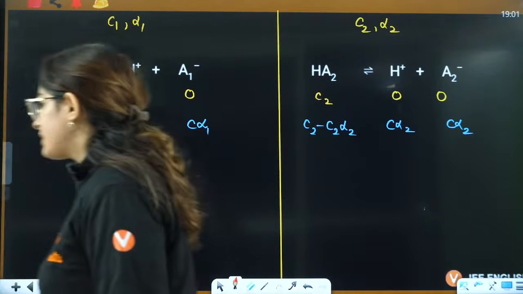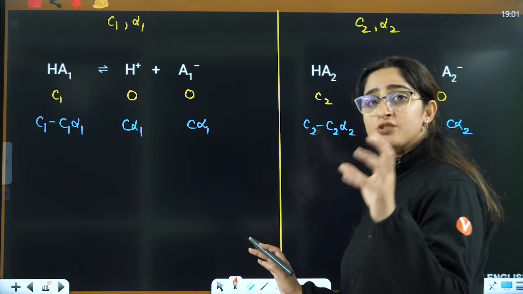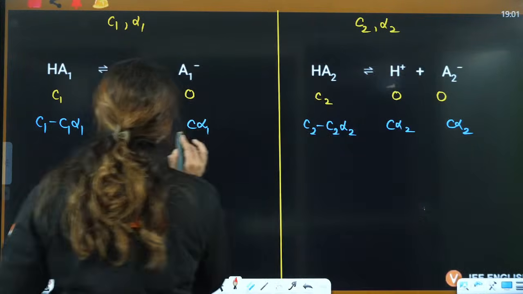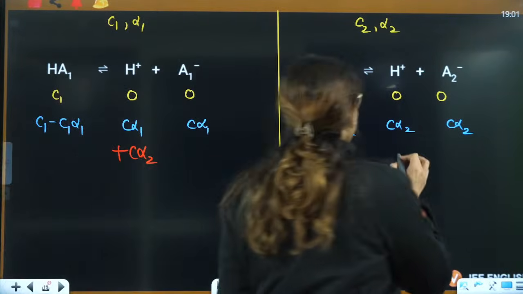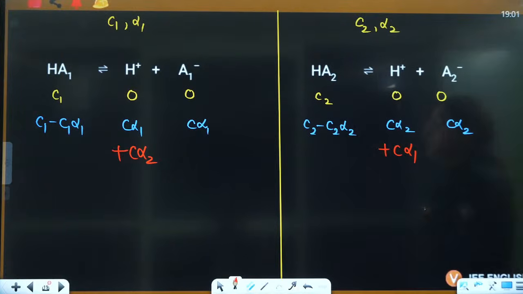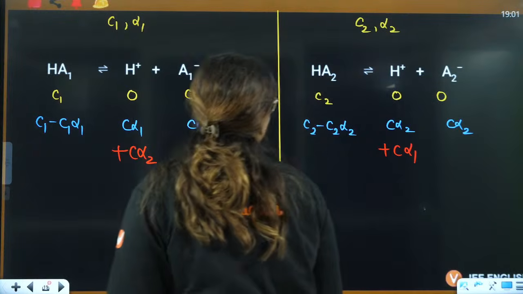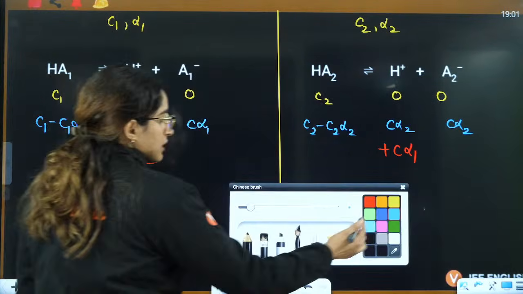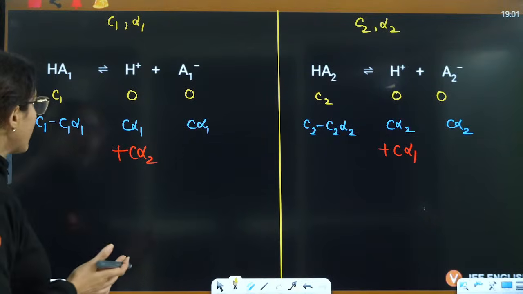Which is the common thing here? If you see, H positive is the common one, and the one that is common will be shifted here and there. So here you will add C alpha 2 and here you will add C alpha 1, because this is going to be common in both the cases, right? Okay. Now this is the whole scenario that you have to remember.